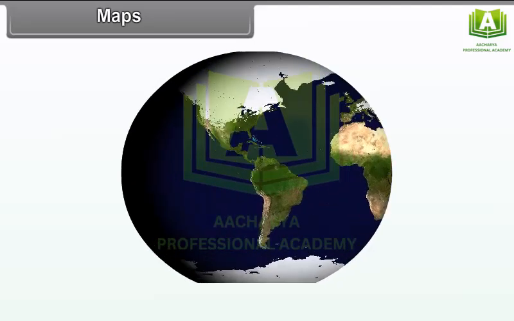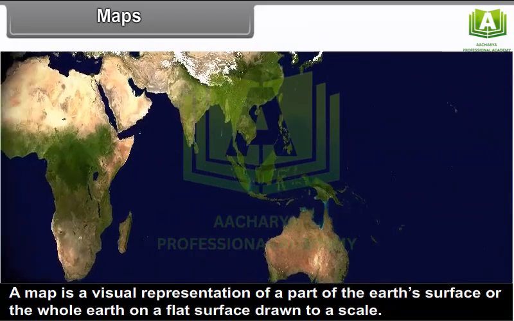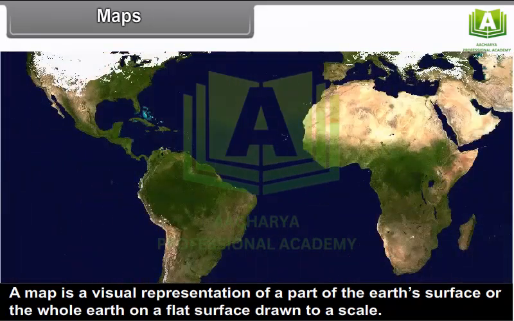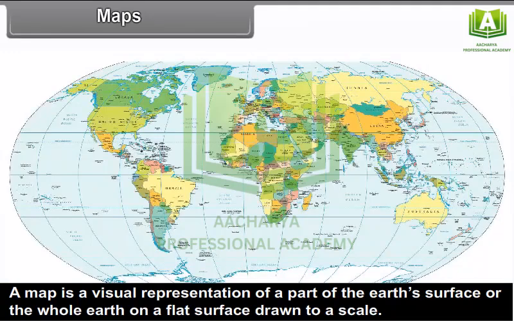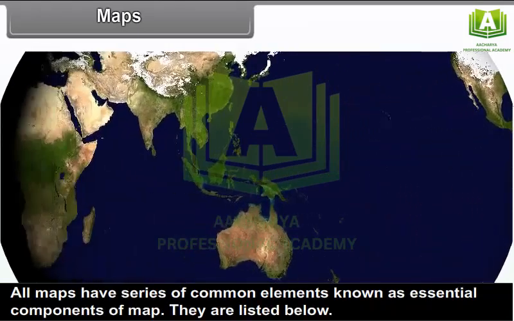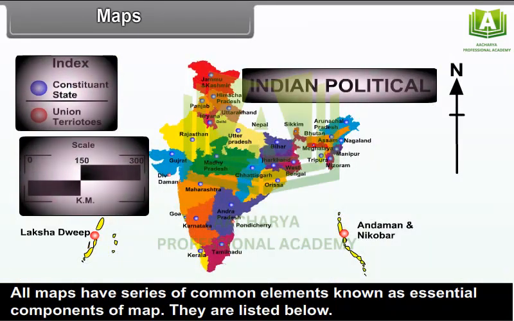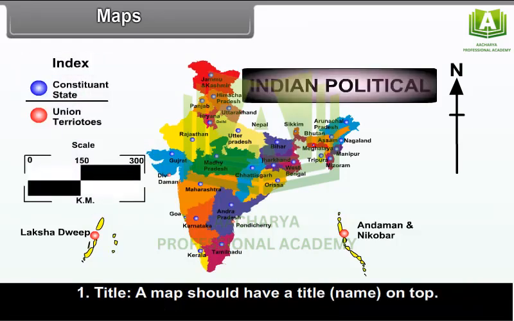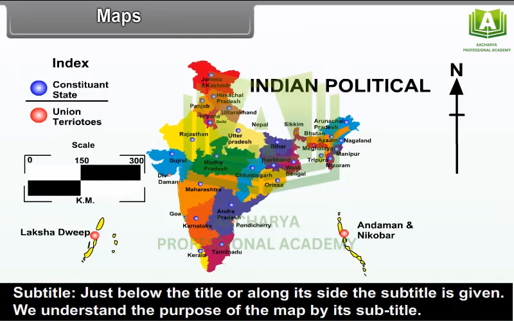9.2 Maps. A map is a visual representation of a part of the Earth's surface or the whole Earth on a flat surface drawn to a scale. Elements of maps. All maps have a series of common elements known as essential components of the map. They are listed below. Title. A map should have a title, a name on top. Subtitle. Just below the title or along its side, the subtitle is given. We understand the purpose of the map by its subtitle.